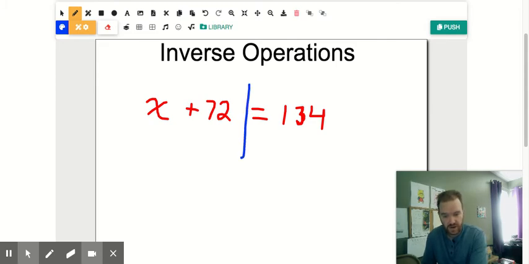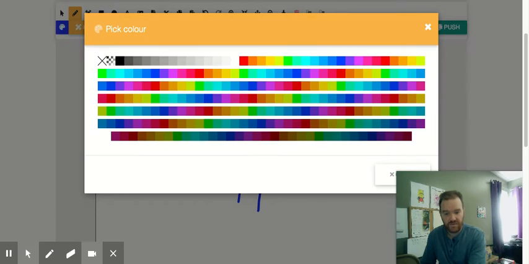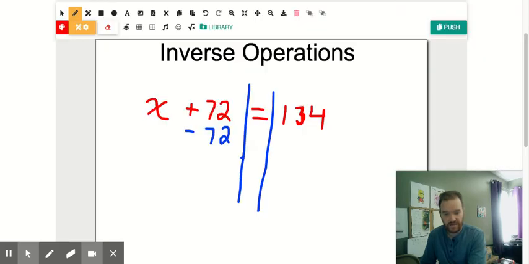What I always like to do whenever I do problems like this is I like to do train tracks like this, because that's going to force me to say, whatever I'm doing on one side, I'm doing on the other. I have to make sure that I keep balance. So over here I'm going to do minus 72. That cancels everything out, and now I'm just left with my x.